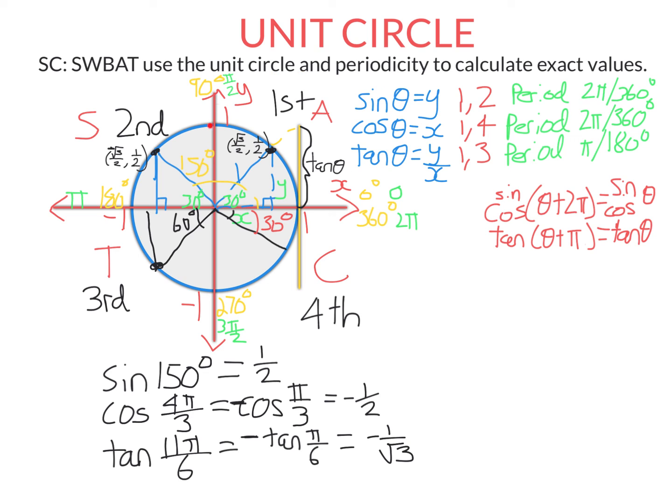You need to know all of the ratios are positive when the angle is between 0 and 90. If you have an angle between 90 and 180 and you take the sine of it, it'll be positive, but the tan and cos will be negative, and so on.